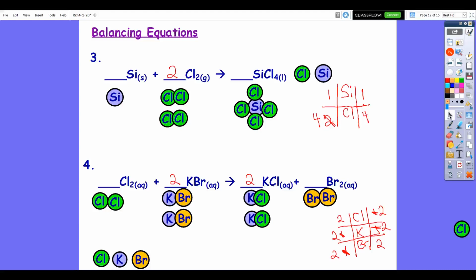I do want to point out it's a little weird that I ended and started with 2 of each type of atom. It doesn't always happen like that. For number 3, I have 1 silicon and 4 chlorines on either side. It just depends on that element itself.